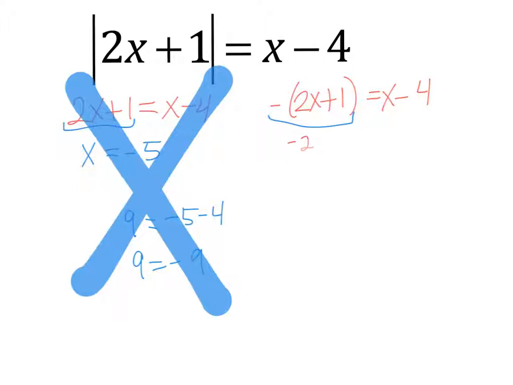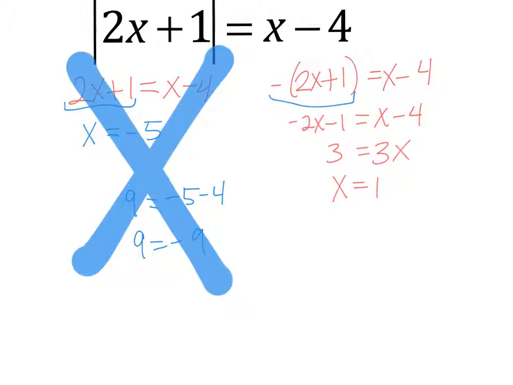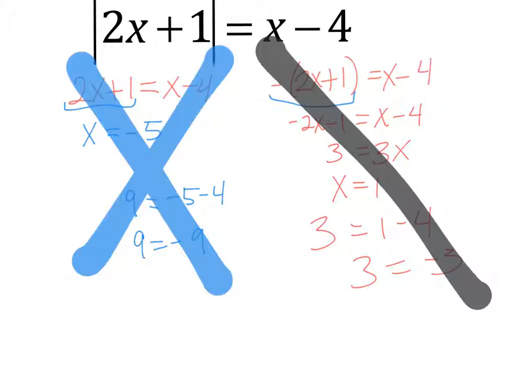Our other version, we've got negative 2x minus 1 is equal to x minus 4. I'm going to add 2x and 4 to both sides. I get 3x on the right, and I've got 3 on the left. That means that x is equal to 1. If I plug that in, I get... I lost my pencil there. 2 times 1 is 2, plus 1 is going to be 3. Absolute value of 3 is still 3. And then I've got 1 minus 4. 3 does not equal negative 3. This is another extraneous solution.